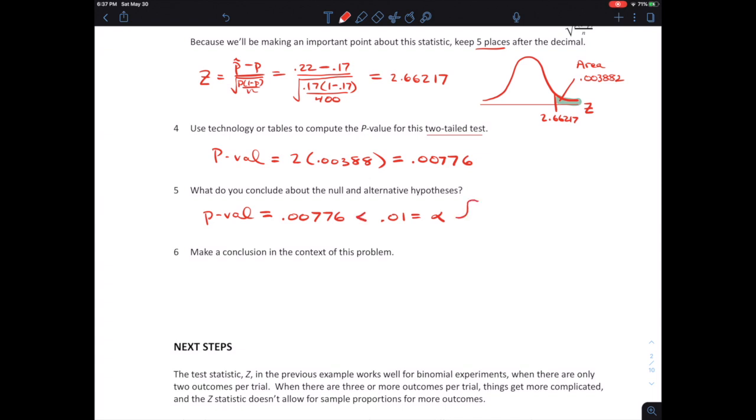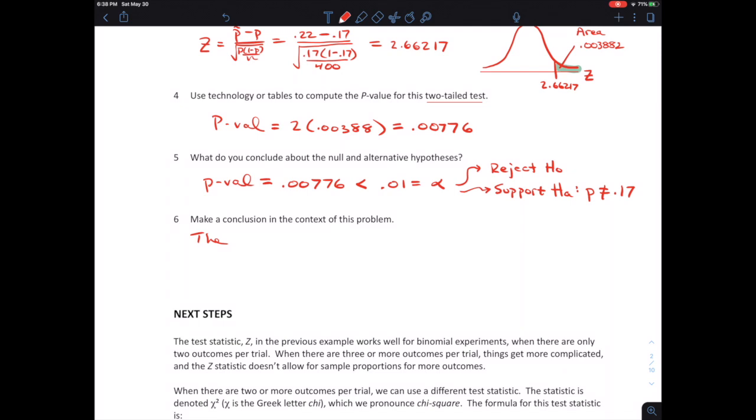And that means we reject the null hypothesis. And we support the alternative hypothesis, which had said that the proportion was different from 17%, and that's what we're going to support. So the data support the claim. And if you like, you can pause the video and write in your own conclusion here, and then come back. I'll put my conclusion in.